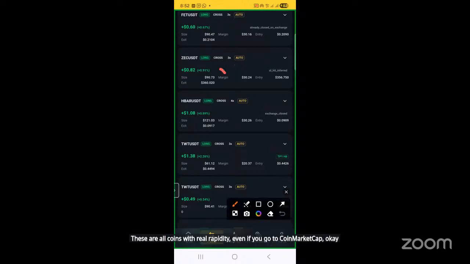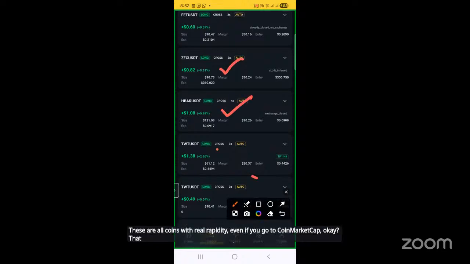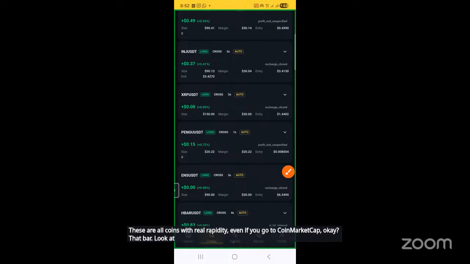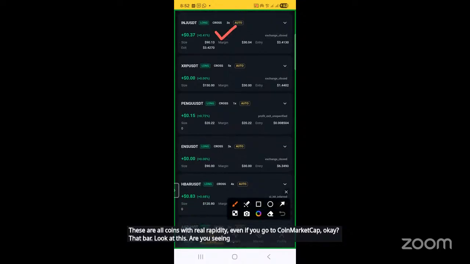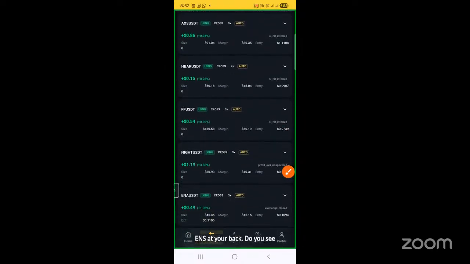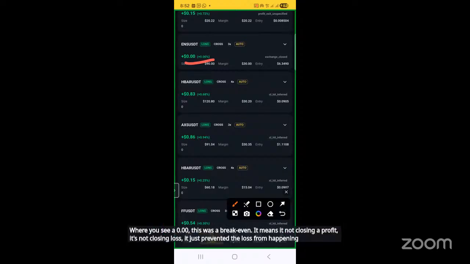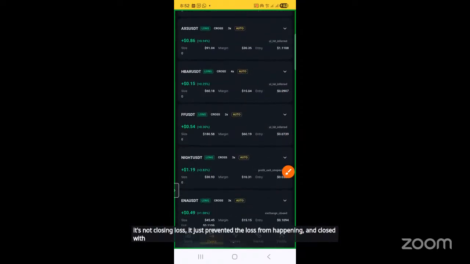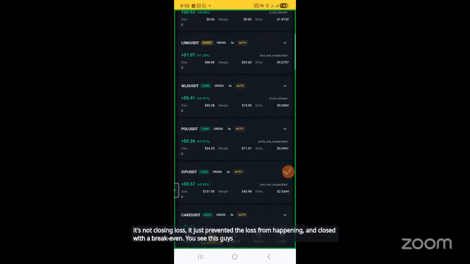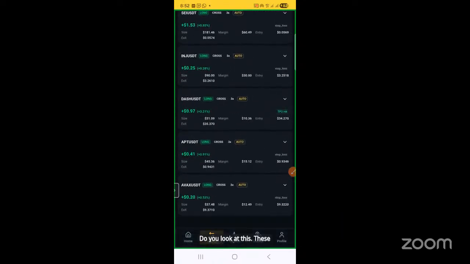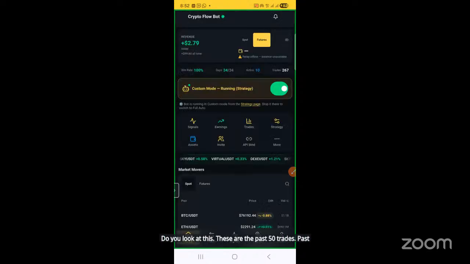Okay, ZEC, TWT. Look at this. Are you seeing Injective, XRP, Pengu, ENS, HBAR? Do you see this? Where you see a 0.00, this was a break even. It means it did not close in a profit, it did not close in a loss. It just prevented the loss from happening and closed with a break even. Do you see this, guys? These are the past 50 trades. Let's come to profits.